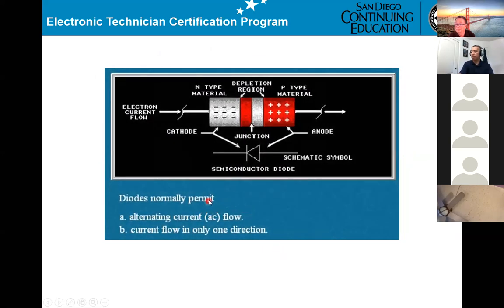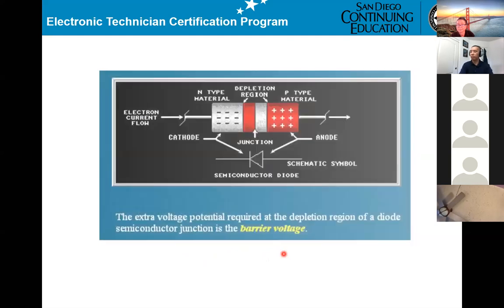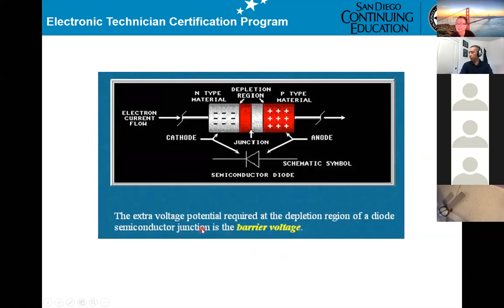Diode normally permit: A. Alternating current flow, B. Current flow in one direction. The answer is B. All right. The extra voltage potential required at the depletion region for a diode semiconductor junction, they call a barrier voltage.